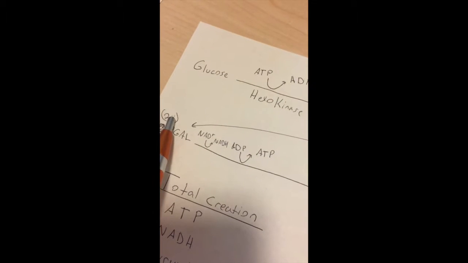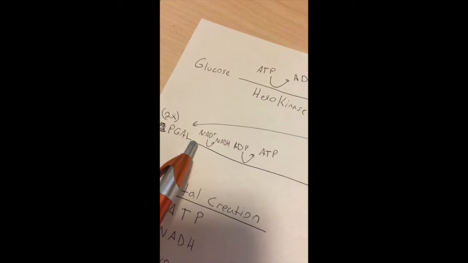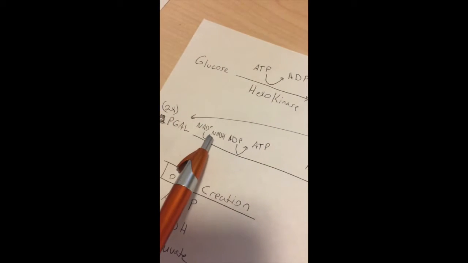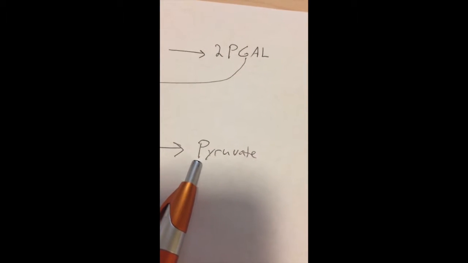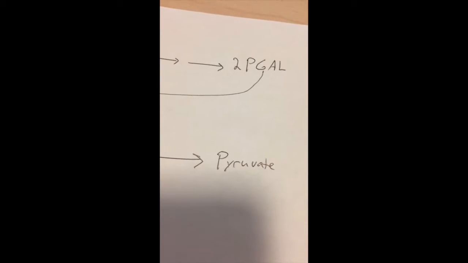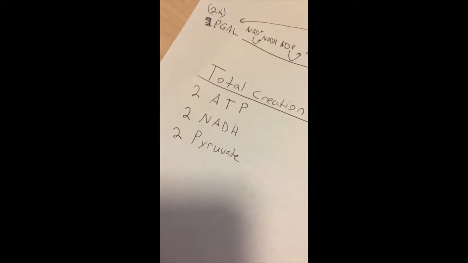Now this process will happen twice because there's two PGALs. What we're going to make in this process is an NADH, an ATP, and another ATP. But since this happened twice, we're going to end up having two NADHs, two ATPs, and two more ATPs, for a net total of 4 ATPs, because of the loss from up here, and 2 NADHs. The end result of all of this is to make pyruvate. Due to the fact that it happens twice, there will be 2 pyruvates. So our total creation is 2 ATPs, 2 NADHs, and 2 pyruvates in glycolysis.